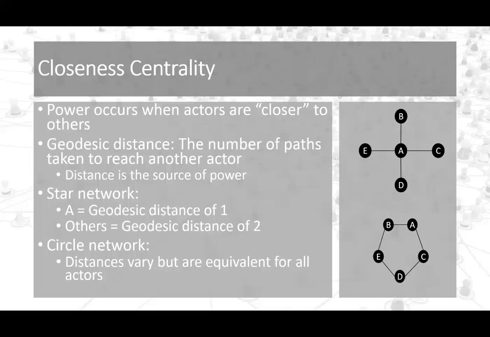In the circle network, geodesic distances vary across different actors. So for example, actor A, in order to get to actor E, has a distance of 2. But the thing again here is that it's equivalent for everybody, right? Everybody has the same geodesic distance to every other actor, right? And so because it's equivalent, it gives nobody a particular advantage in this social network.